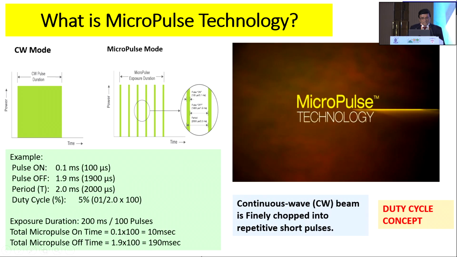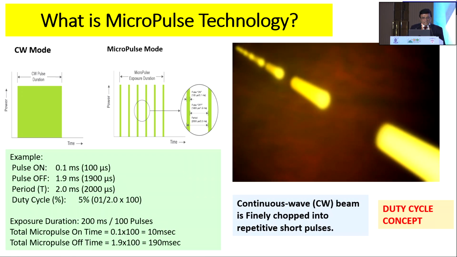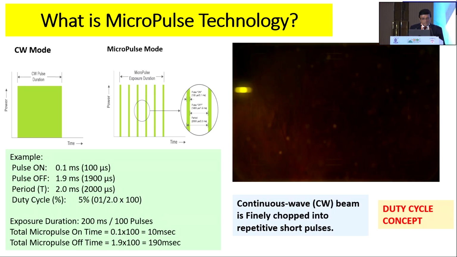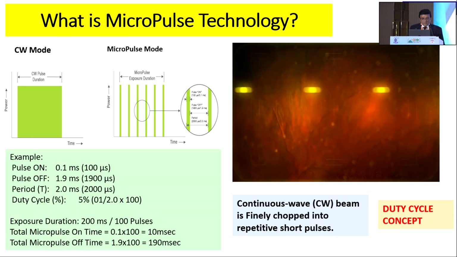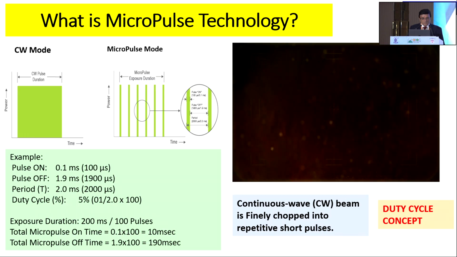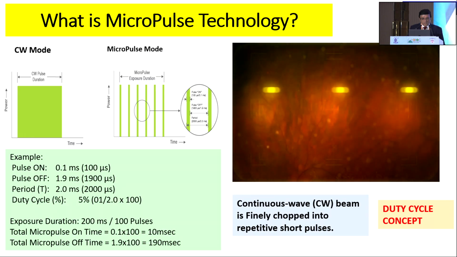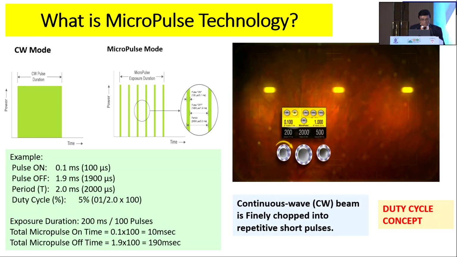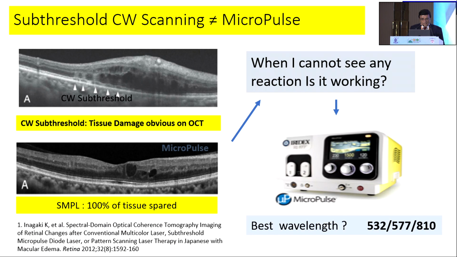So basically, you must understand what micropulse laser is all about. It is not a continuous wave laser. It's a laser which has been split up electronically into small components. So there is an on time and an off time, and it is the off time that matters most. That is why we can have a 5% duty cycle or a 10% duty cycle or a 15% duty cycle. A sub-threshold continuous wave scanning laser is not equivalent to micropulse laser.